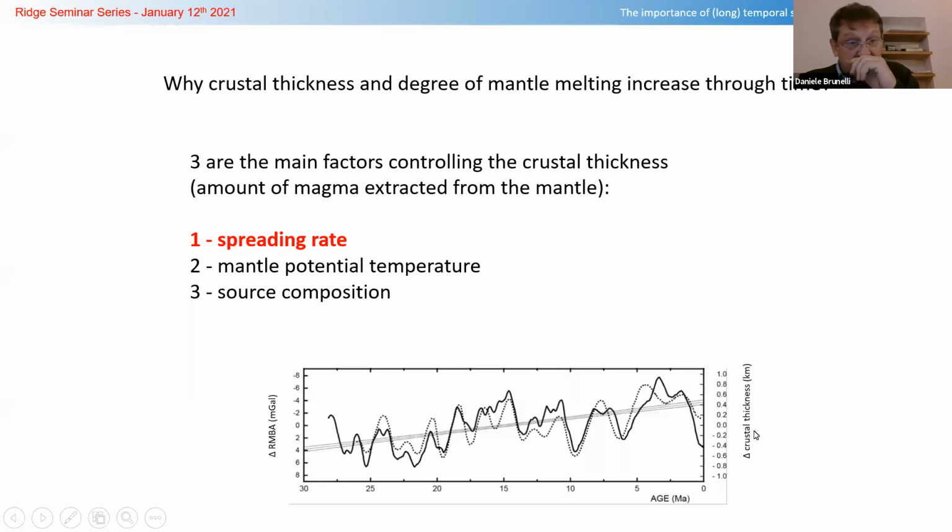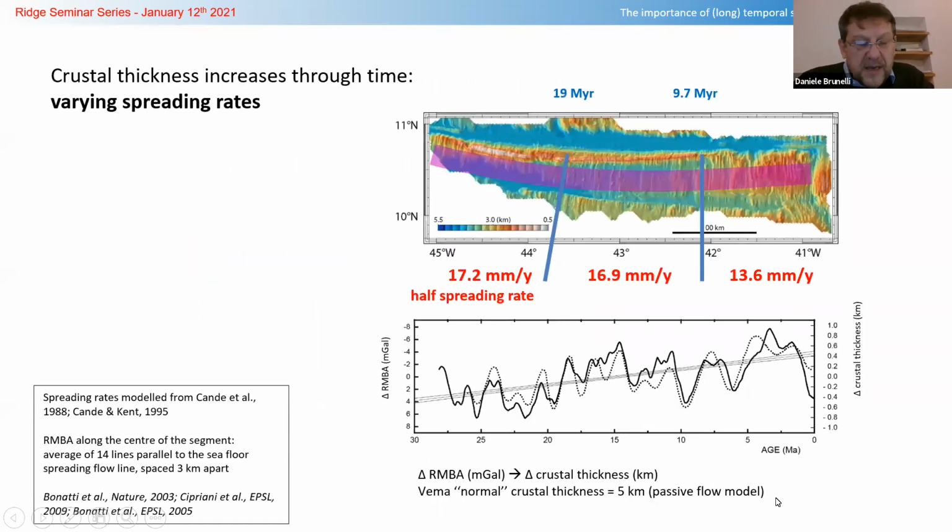So there are three important parameters that we can consider: spreading rate, the mantle potential temperature, and the source composition. Concerning the spreading rate, we can estimate it based on the models of Cande and Kent, 1988 and 1995. And we can derive that the spreading rate is slowly decreasing through time. Beyond 19 million years, the spreading rate was 17.2 millimeters per year, then decreasing to 16.9, and now it is around 14 millimeters per year. This is not a strong decrease, but it is pretty significant because we are in the slow part of the spreading rates, where small variations in the spreading rate have dramatic effects on the amount of melt being produced.